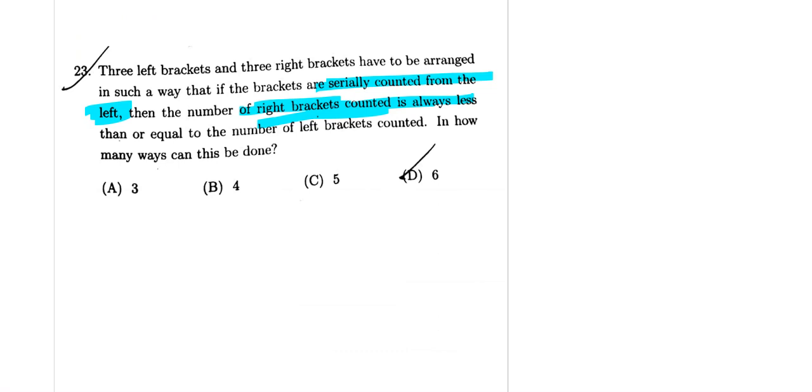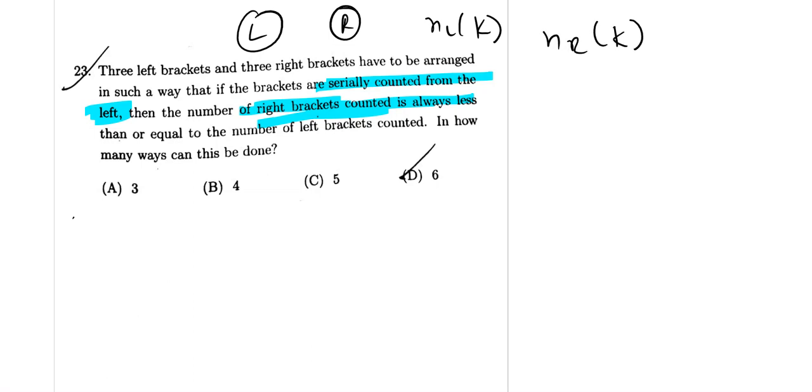ठीक है, तो how many ways में होगा? ऐसा ही कहा था दो साल पहले. So left वाले को L ले लेते, right वाले को R लेंगे. So let N_L(K) and N_R(K) be the number of left and right brackets respectively among the first K counted.